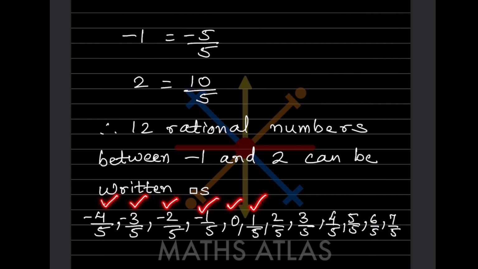0, 1 by 5. Again, after 0 they will all be positive: 1 by 5, 2 by 5, 3 by 5, 4 by 5, 5 by 5, 6 by 5, and 7 by 5. So the total here is going to be 12 rational numbers.